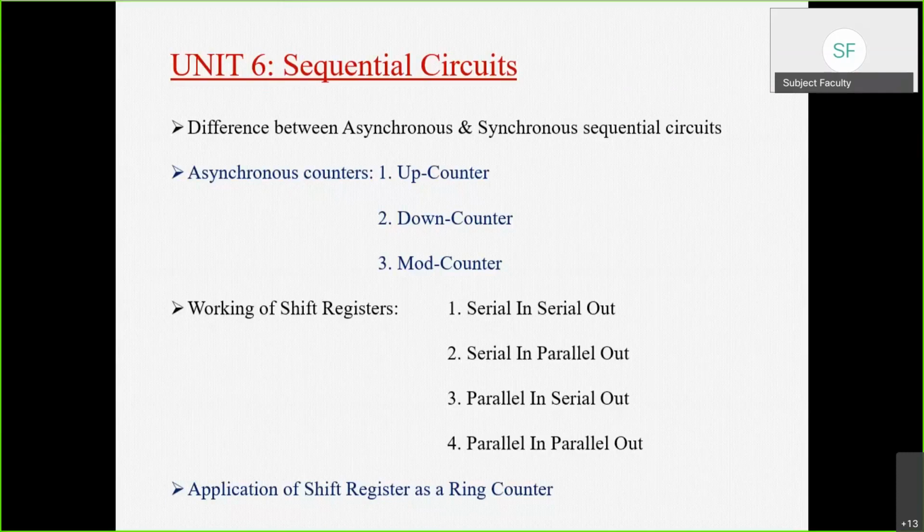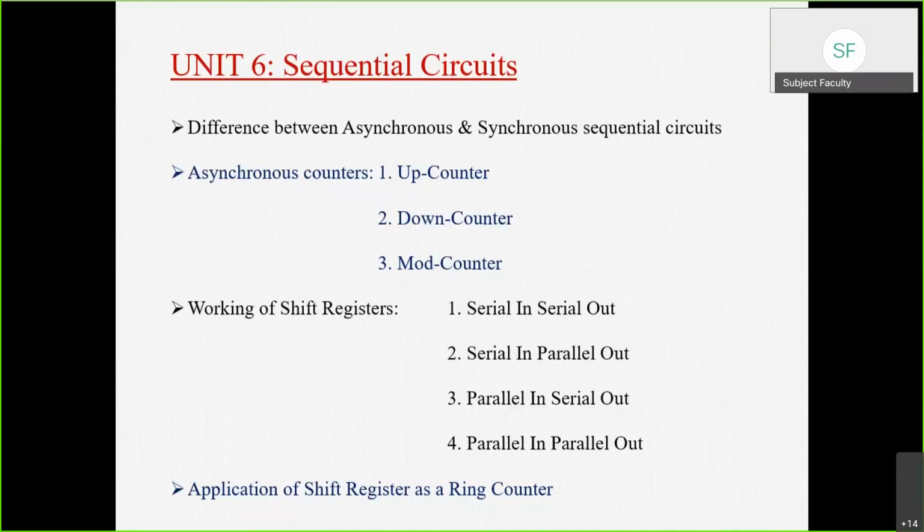So these are the contents given in your syllabus. The first point is difference between asynchronous and synchronous sequential circuits. Then the second point in your syllabus is asynchronous counters. In asynchronous counter there are three types of counters we will be discussing: up counter, down counter, and mod counter.